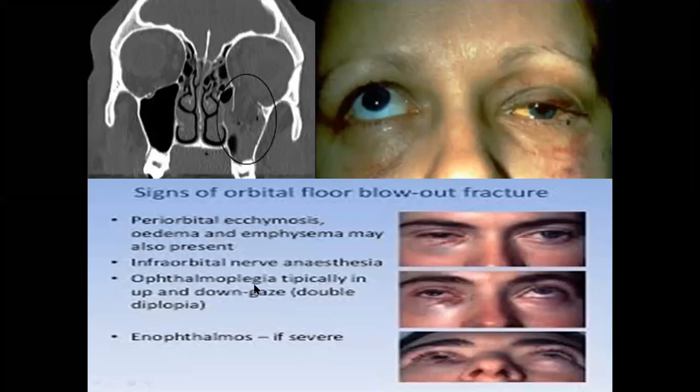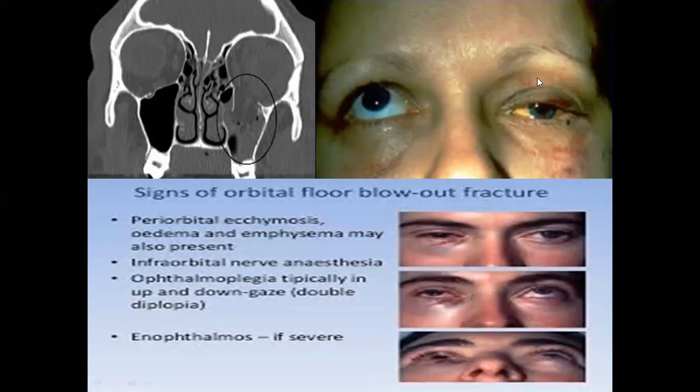In blowout fractures, the infraorbital nerve is also damaged. What is the function of the infraorbital nerve? It supplies the cheek and the upper maxilla. So there is no sensation in the cheek and the upper lip. This is due to the damage of the infraorbital nerve, along with the trapping of the inferior rectus muscle. The patient is not able to, this is a normal eye, this is an abnormal eye after the trauma, so the patient is not able to see upward.